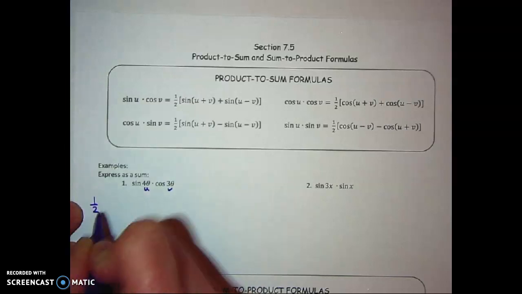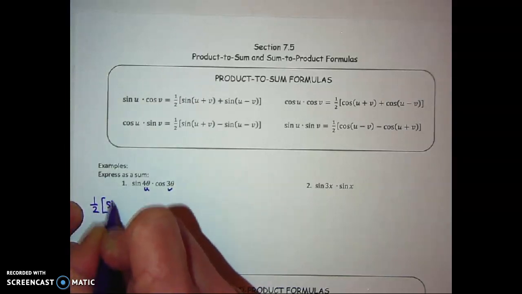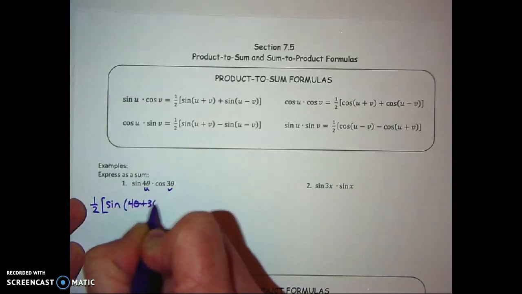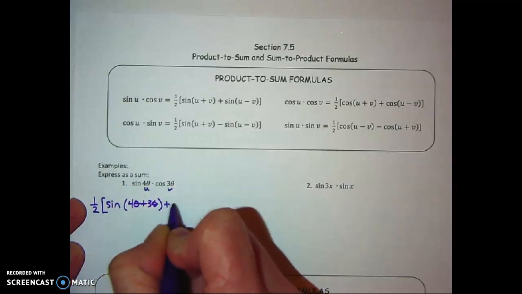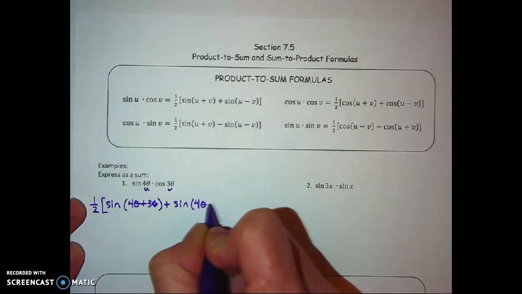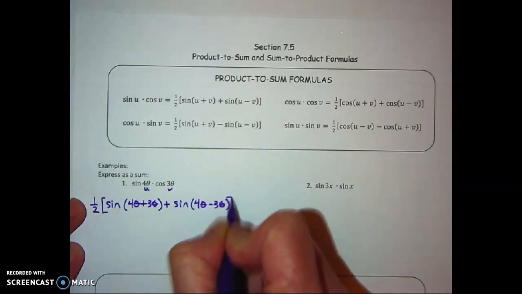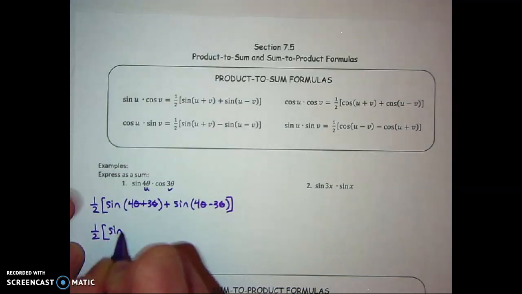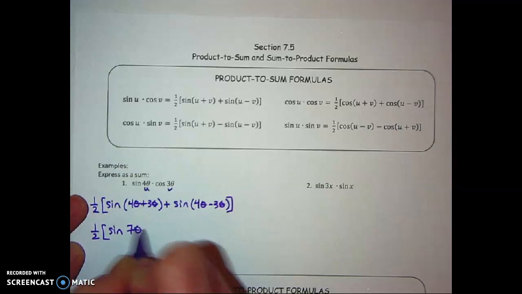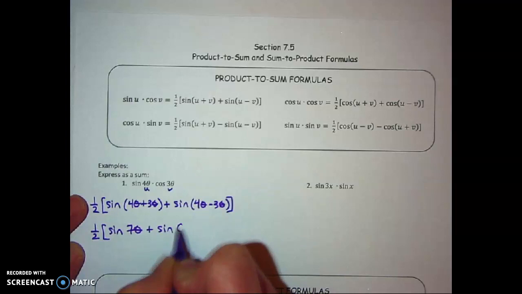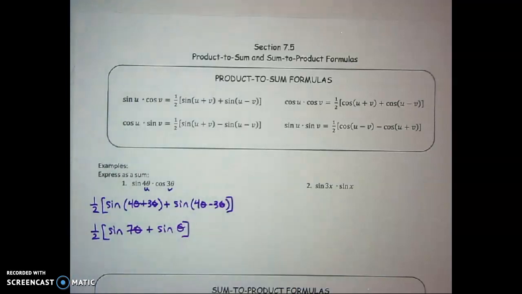So 1/2 the sine of u plus v, so that's going to be 4 theta plus 3 theta, plus the sine of u minus v, we're going to take 4 theta minus 3 theta. And of course we can simplify that. We have the sine of 4 plus 3, which is just 7 theta, plus the sine of 4 minus 3, which is just 1 theta. And there we have that simplified formula.